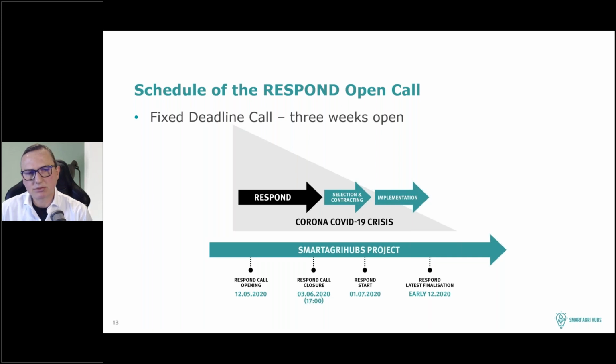And because if this would last longer, then it's not a response to the COVID-19 crisis anymore. And hopefully then things have already cooled down a lot. And that's the plan for the Respond Open Call. Okay, thank you, Harald.